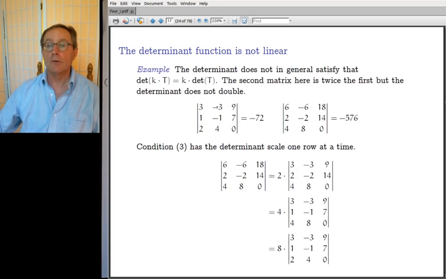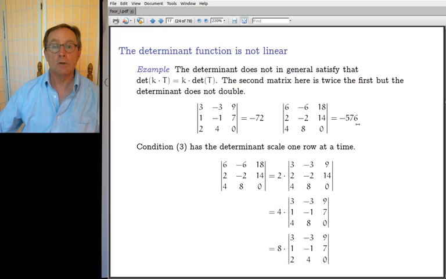So I took 3, minus 3, 9. I doubled it to get 6, minus 6, 18. And I calculated the determinant of this fellow. You can imagine I used the formula that I just used in the check-in. And it just simply doesn't double. That's all there is to it.